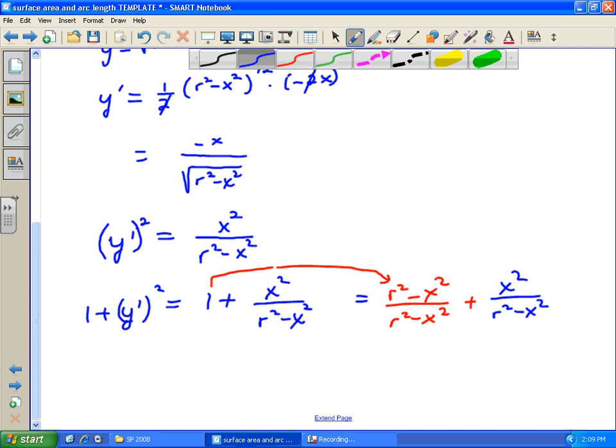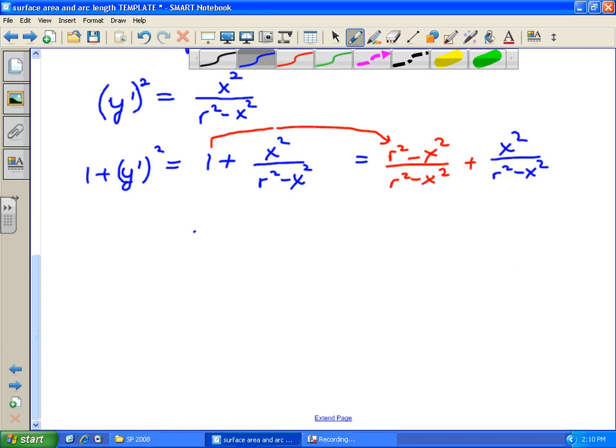Do you see a simplification now? X squared cancel. And plus x squared minus x squared, they cancel. So all we have is r squared divided by r squared minus x squared on the bottom. So take this and put it into the surface area formula.